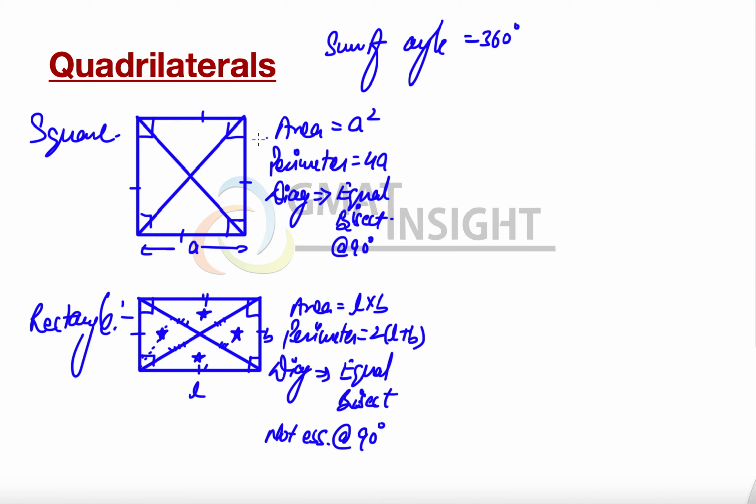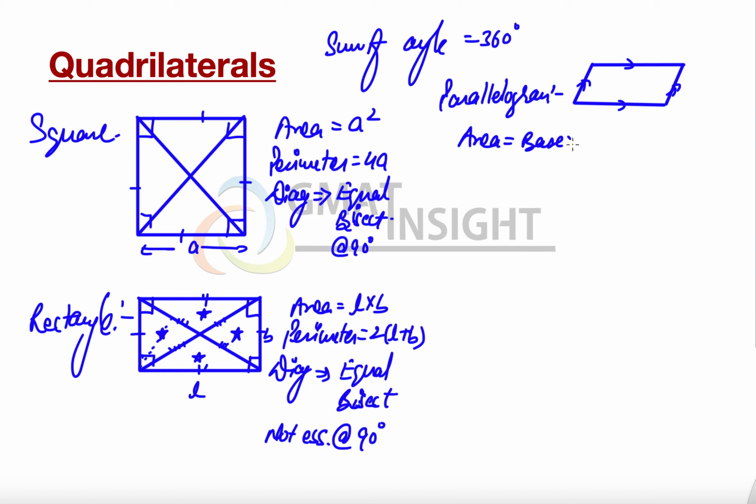The next quadrilateral is the parallelogram. As the name suggests, it has parallel sides. So let's quickly draw the figure that is symbolic for the parallelogram. We have a parallelogram that looks like this. Here the opposite sides are parallel and equal. The area of a parallelogram is given by base multiplied by height. Here the base is completely up to your choice.